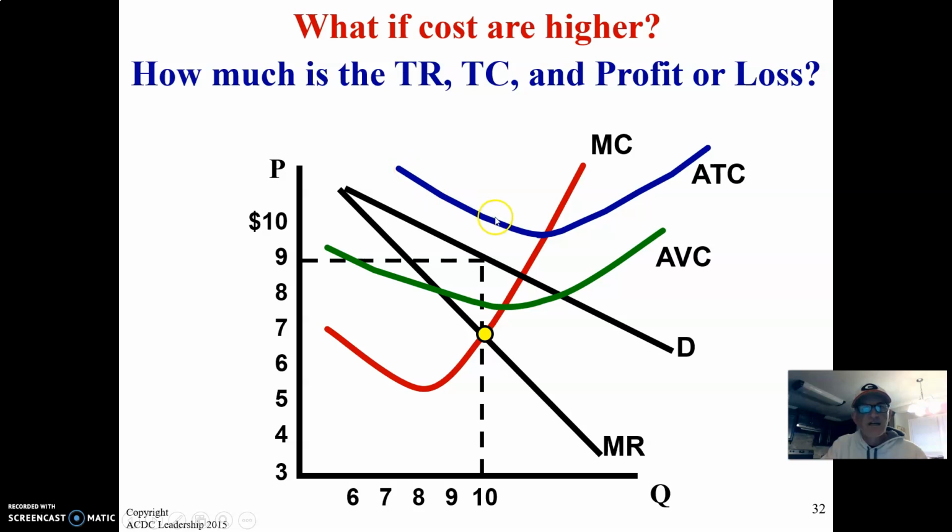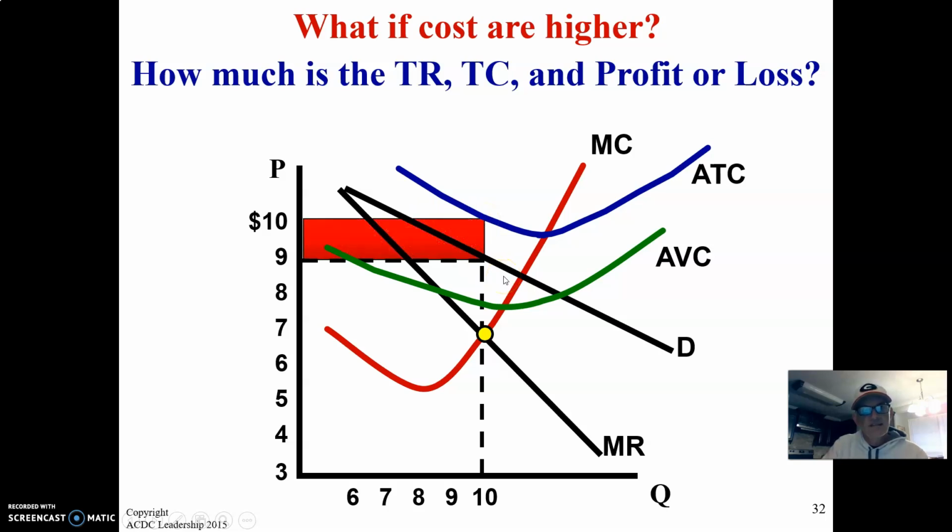What if our cost is higher? So what is the total revenue here? Total revenue, we're going to produce where MR equals MC. We're going to charge up to $9 for a total revenue of $90. Well, what's our cost? Well, our cost is $10 a unit.